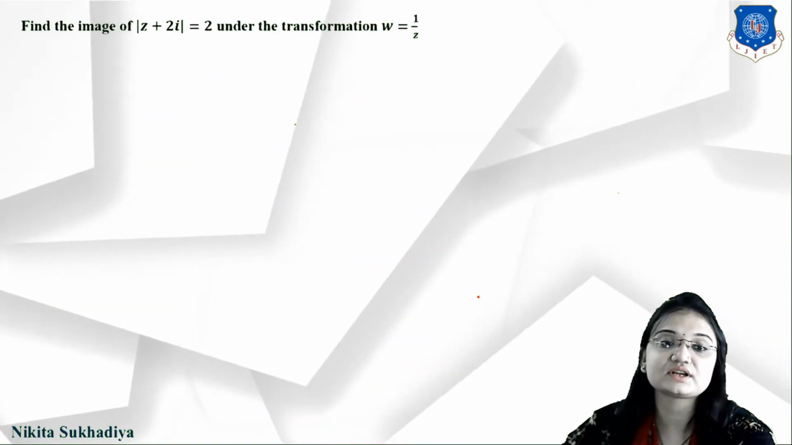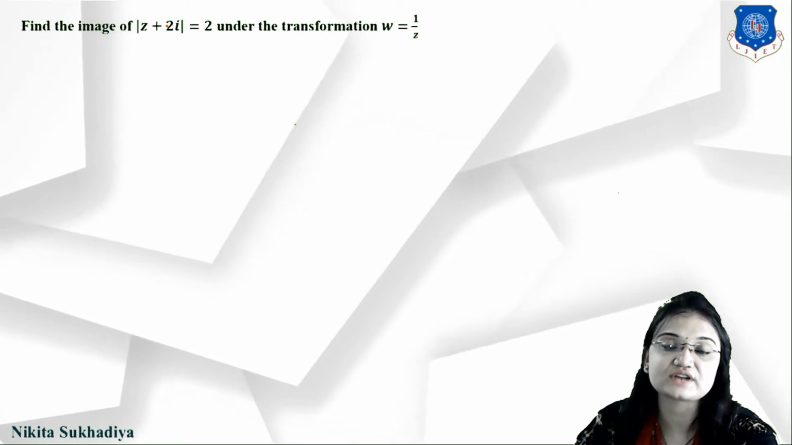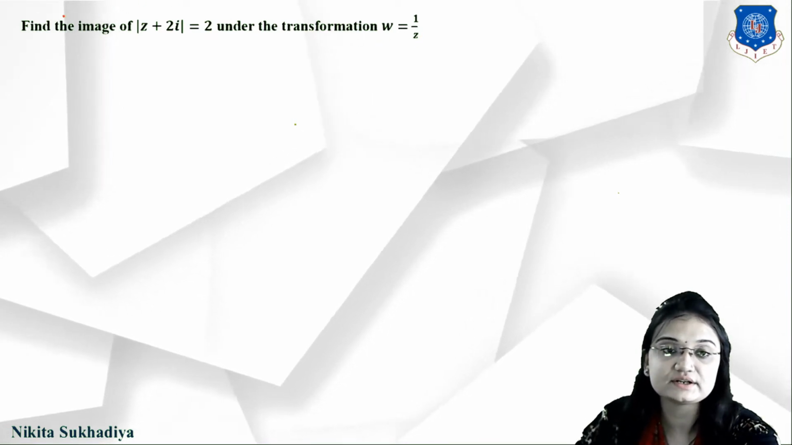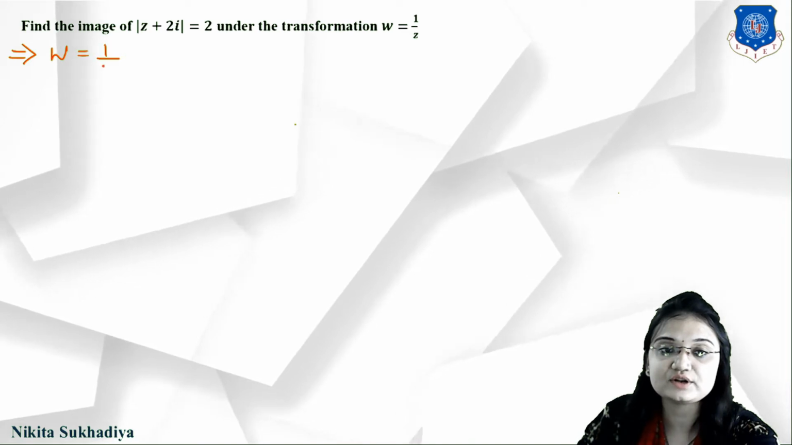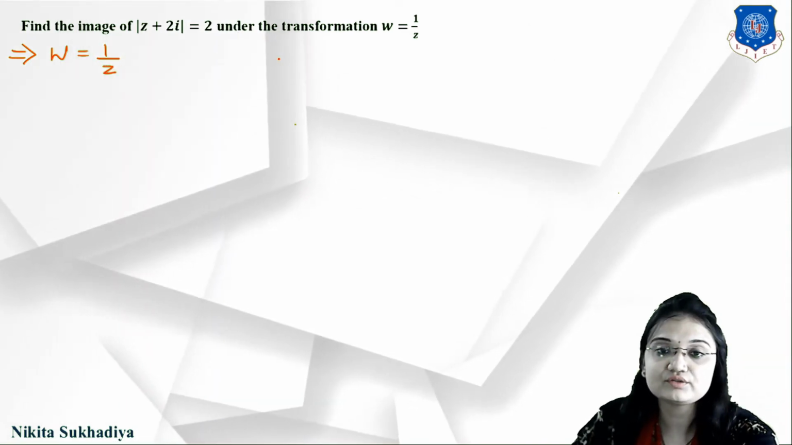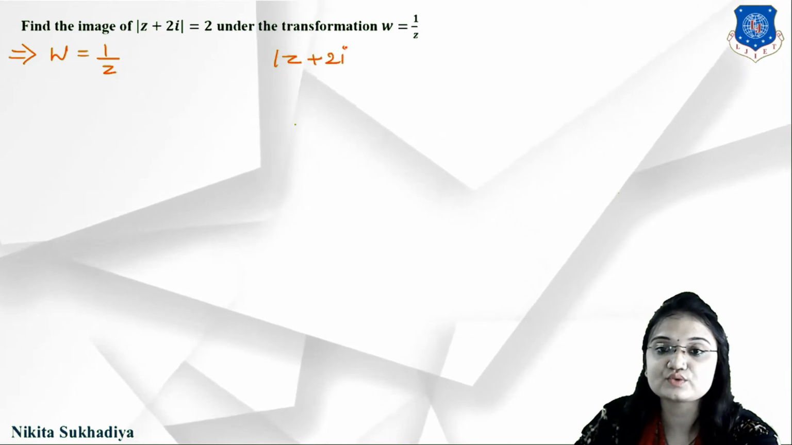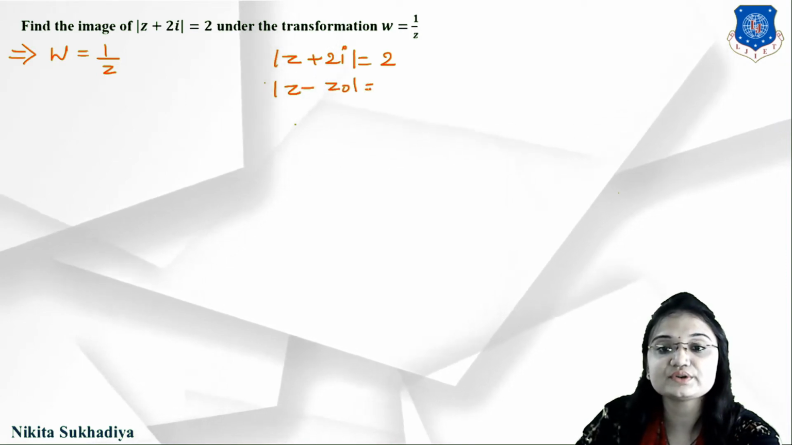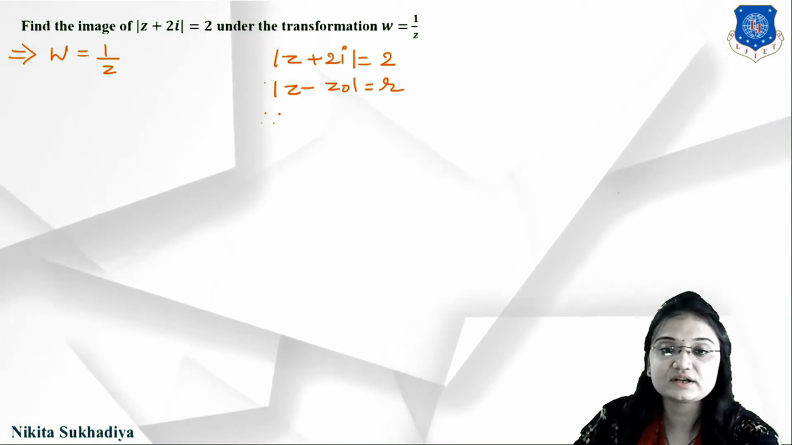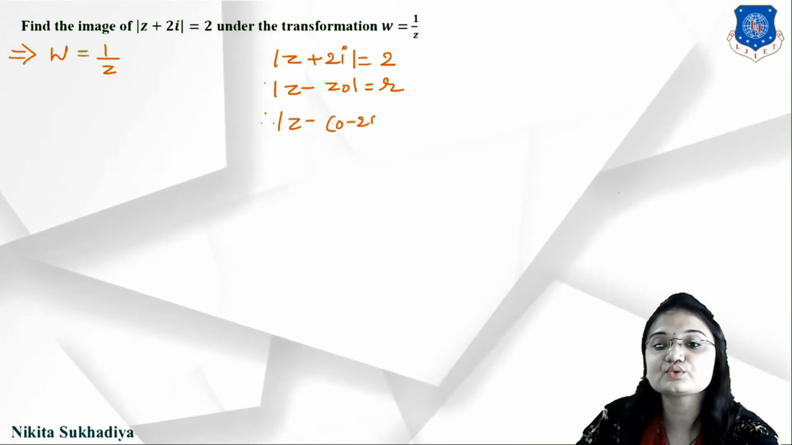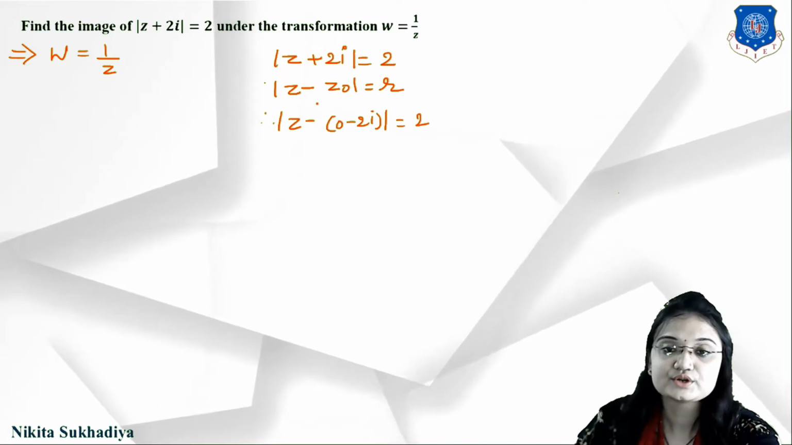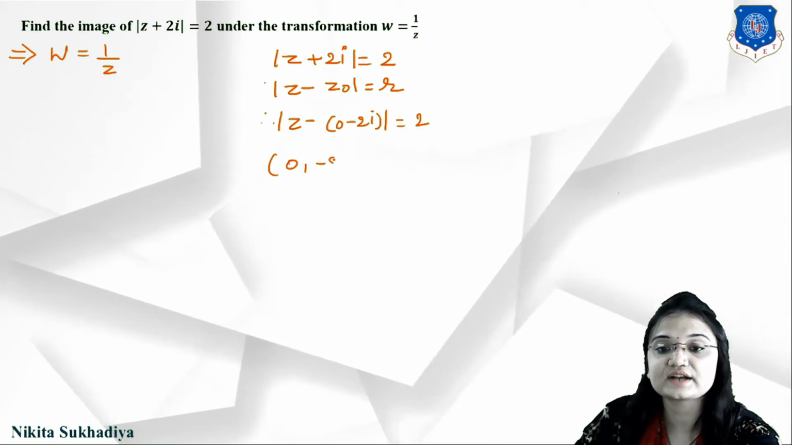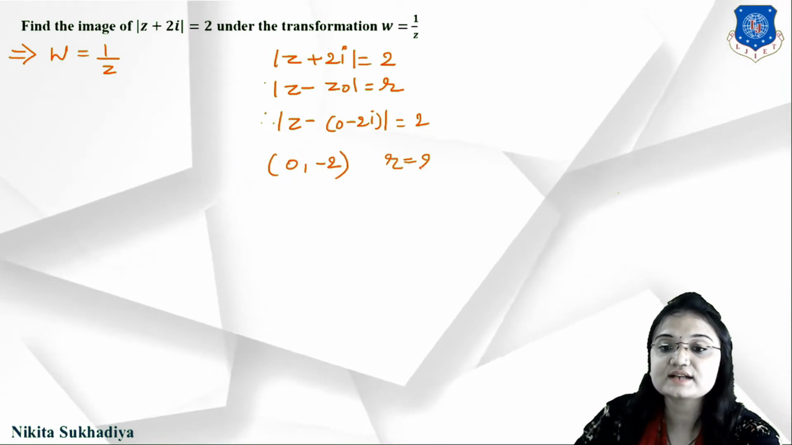Okay, let us understand with an example: find the image of modulus of z plus 2i is equal to 2 under the transformation W is equal to 1 upon Z. Here we have the transformation W is equal to 1 upon Z, and the given circle, modulus of Z plus 2i is equal to 2. Compare this with modulus of Z minus Z0 is equal to R. This is modulus of Z minus 0 minus 2i is equal to 2. So we can say that the center point is x is equal to 0 and y is equal to minus 2. So the center point is 0, minus 2 and radius r is equal to 2.